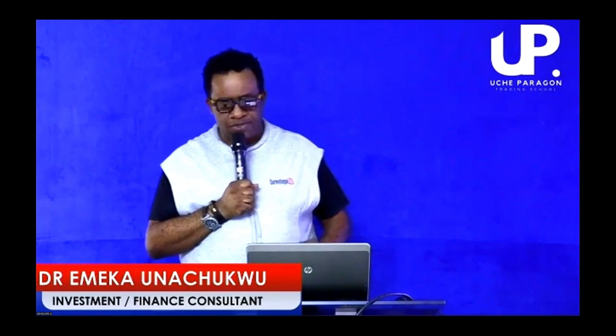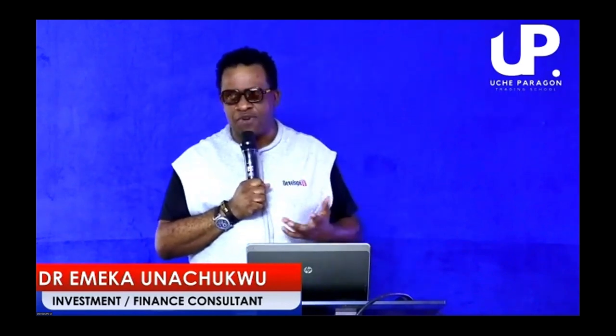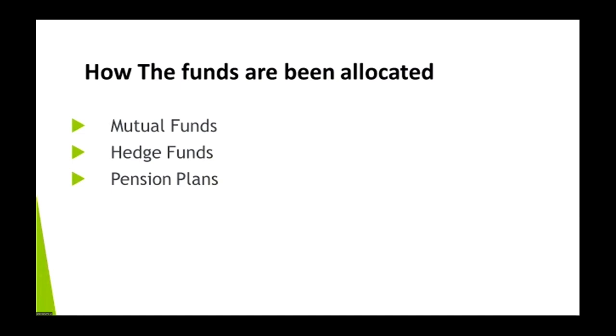So now we're talking about these funds. How are these funds allocated? We have put it on the screen. We have basically three types of funds: the mutual funds, the hedge funds, and the pension funds. There are other ones. Probably I'm going to be talking about financial markets next week, so I will also explain more of these funds to you.